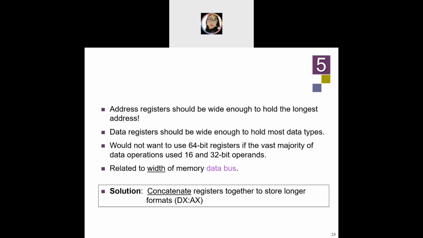So there is a solution for you. Concatenate registers together to store a longer format. You're going to use DX:AX. Later on, you're going to see what is the meaning of DX:AX.